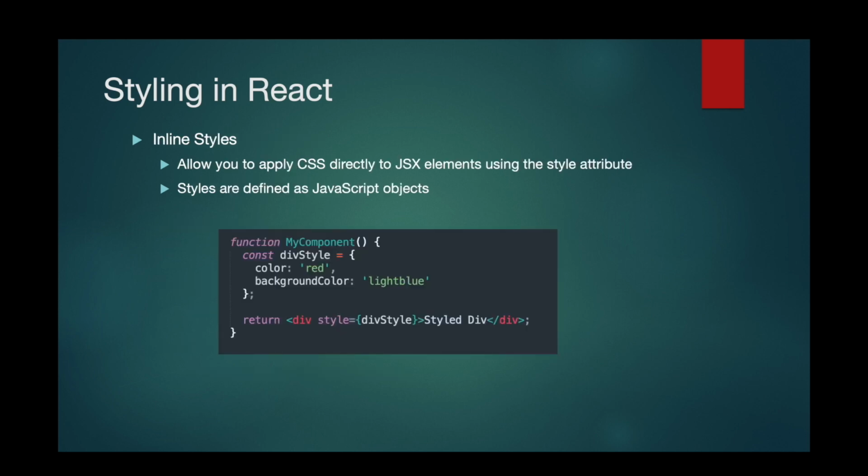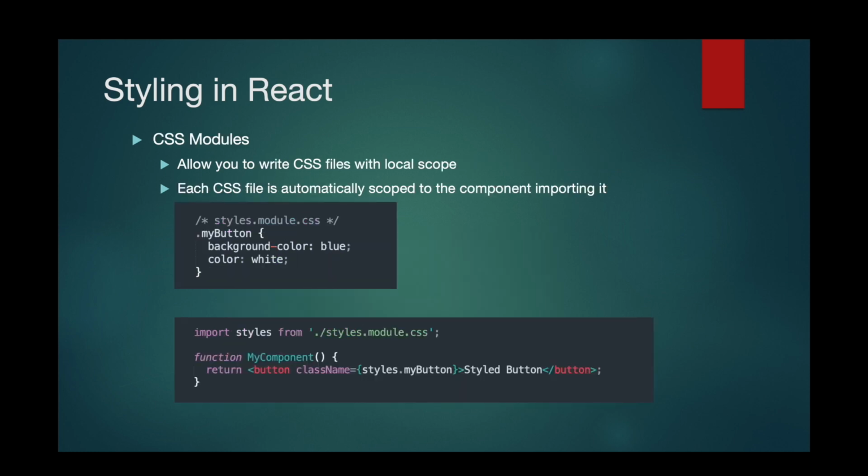Inline styles. Inline styles allow you to apply CSS directly to the JSX elements using the style attribute. Styles are defined as JavaScript objects with keys representing CSS properties and values representing their values. In here we have my component, and inside that I have the divStyle, which has color red and background color light blue, and inside the div HTML element you see the style has been assigned as divStyle over there. Inline styles are scoped to individual elements and can be dynamic, allowing for conditional styling based on the component state or props.